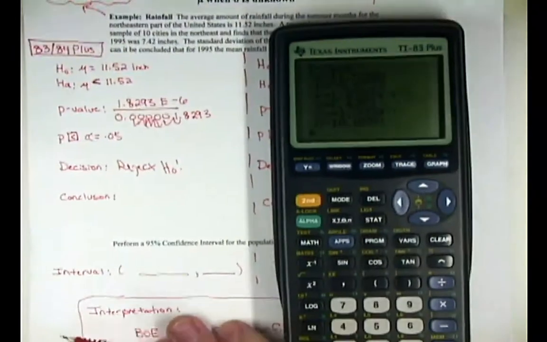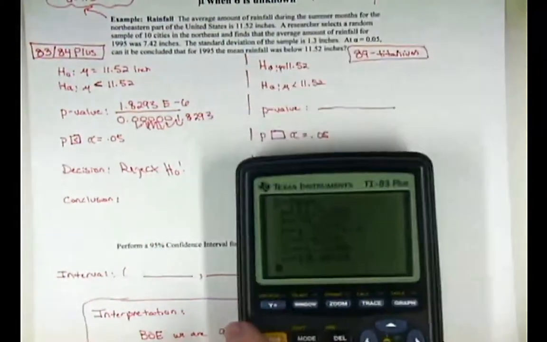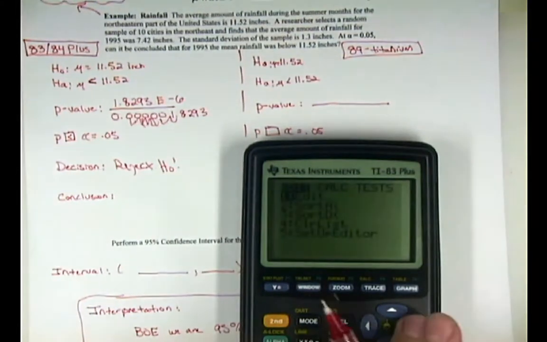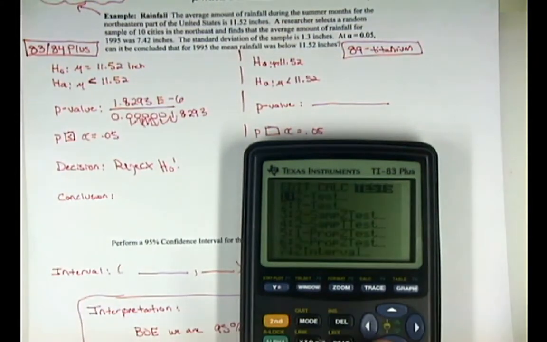Let's assume now that we wanted to find a 95% confidence interval, maybe a corresponding confidence interval. What we would do is go to the stat menu, go over to test, and instead of t-test, let's find t-interval. So let's select t-interval because, again, sigma is unknown. We select it. We have statistics in this case. Again, if you have sample statistics, if you have data, use data.